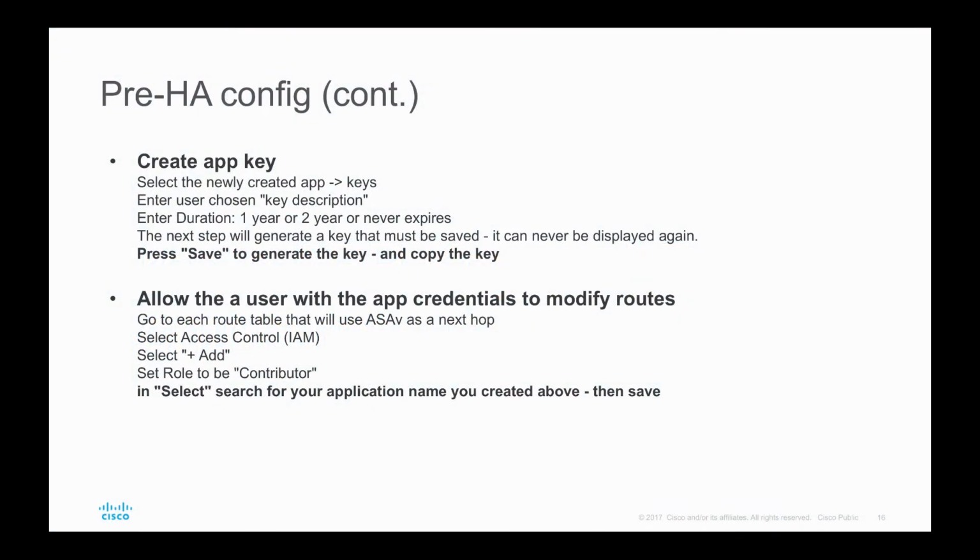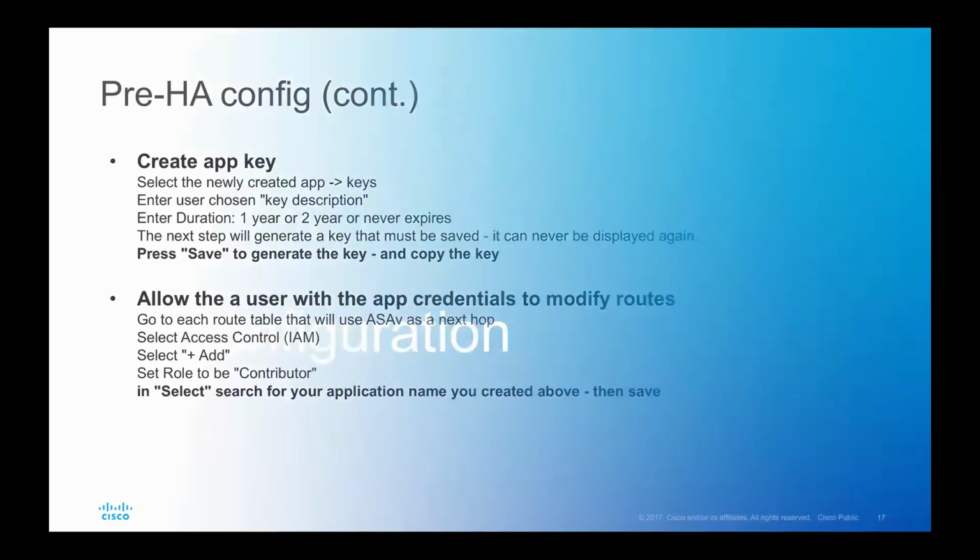Once you have your directory key, subscription key, and application ID, next step is to create app key. Once you have app key with you, you can go inside your IAM and add that application ID as a contributor so that it will get rights to modify routes in the UDR.